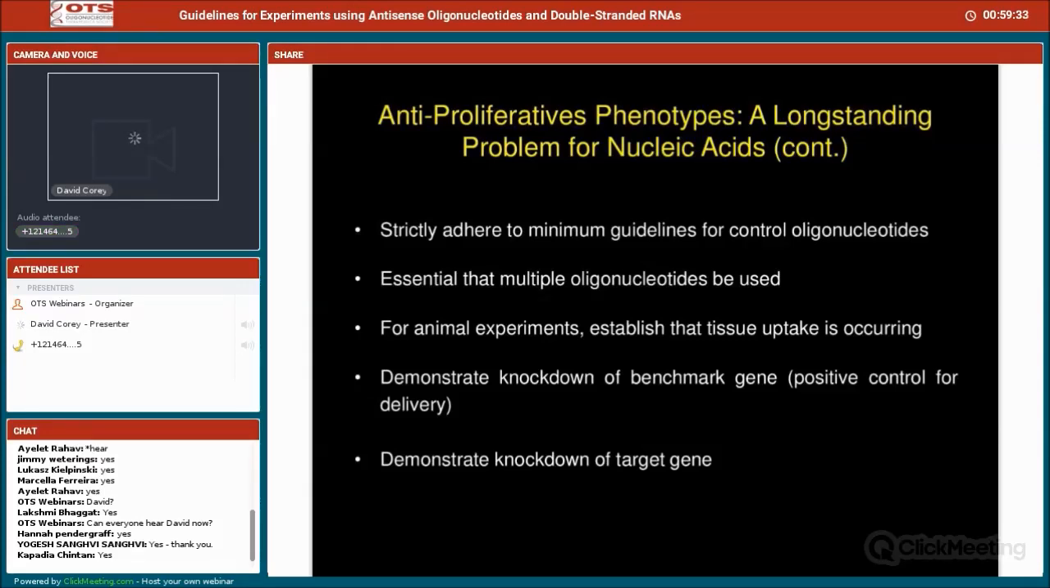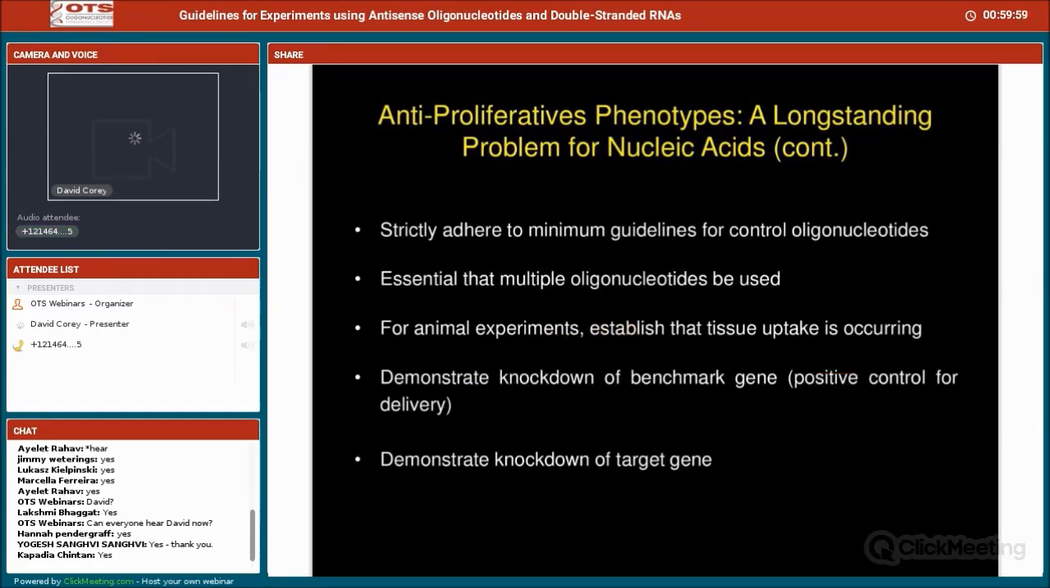Well, it is absolutely critical to adhere to the minimum guidelines for control oligonucleotides. That you should show that several oligonucleotides that are complementary to the target reduce proliferation, while as closely related oligonucleotides that are not do not reduce proliferation. So multiple oligonucleotides absolutely must be used.